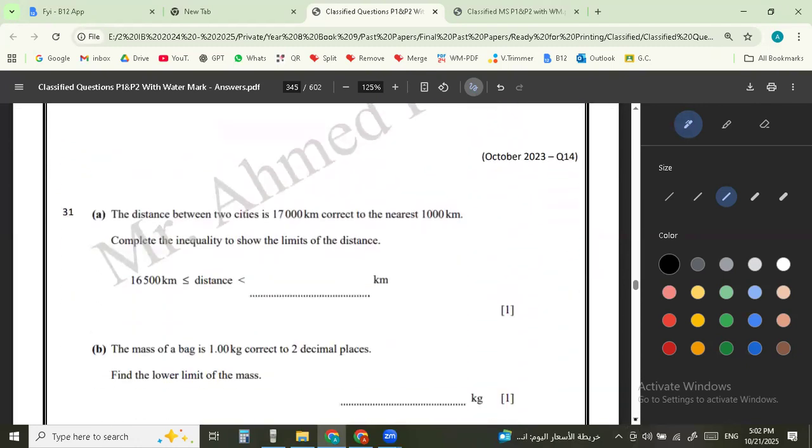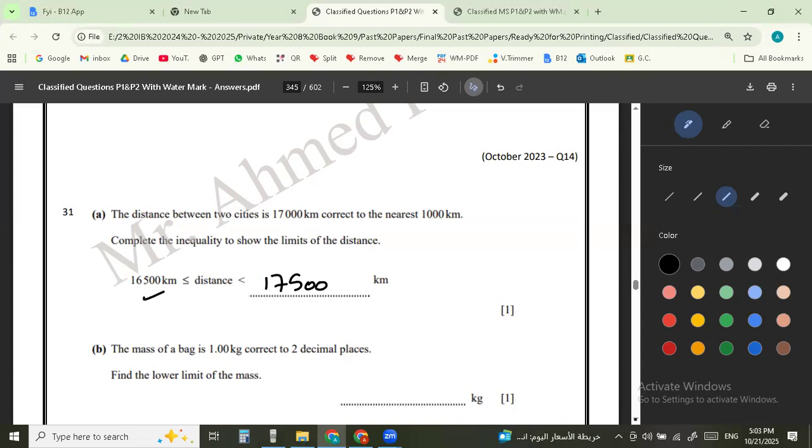Next, the distance between two cities is 17,000 kilometers corrected to the nearest thousand. Complete the inequality to show the limits of the distance. Well, the limits of the distance, that means here the nearest thousand, I need to subtract 500 and add 500, so 17,500.